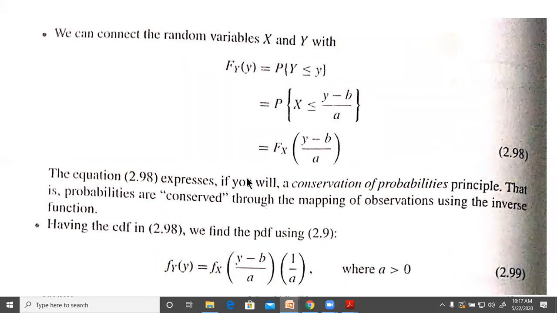This equation expresses the conservation of probability principle. If you have a function y equal to g(x), then the probabilities of both x and y will be the same, and that is the conservation of probability principle. The probabilities are connected through the mapping of the observations using the inverse function.